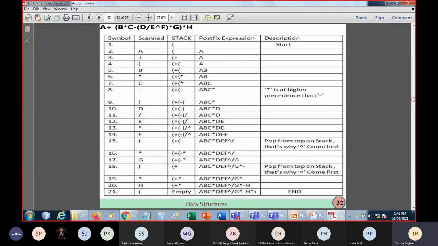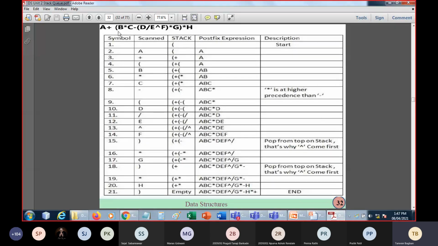Both are stacks. Initially you read A. Initially the opening parenthesis is put into the stack. Then you read A. A is pushed into the postfix expression. Then plus is put into the stack. Then the next symbol is opening parenthesis. Then it is pushed onto the stack. And then B is pushed onto the postfix. Then multiplication is pushed onto the stack. Same thing that we discussed right now is demonstrated with the help of this table for this expression.